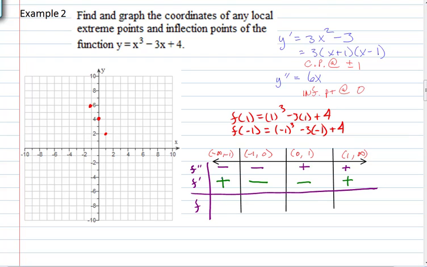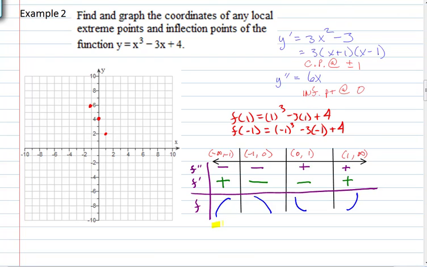It is increasing concave down. It's decreasing concave down. It's decreasing concave up. Decreasing concave up, that's this shape. And then it's increasing concave up. That's that shape. So we connect the dots using these shapes on these regions.